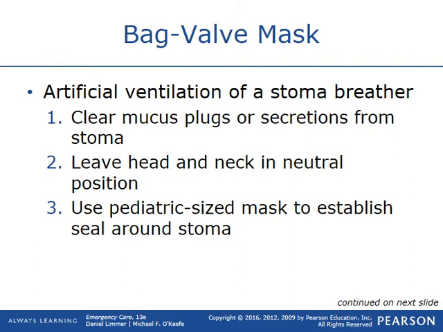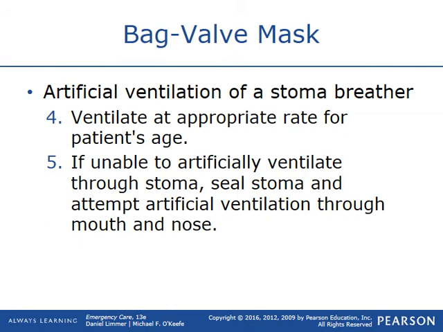If you have to supply artificial ventilations to somebody who has a trach or stoma, you'll clear the mucus plugs or any secretions from the stoma. Make sure that the head and neck are left in a neutral position, and use the pediatric size mask to establish the seal around the stoma. Make sure you're ventilating at an appropriate rate for the patient's age, and if you're unable to artificially ventilate through the stoma, seal the stoma and attempt artificial ventilation through the mouth and nose.